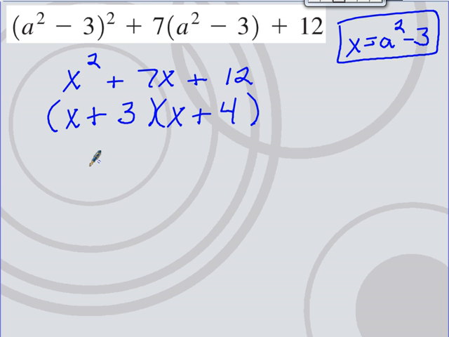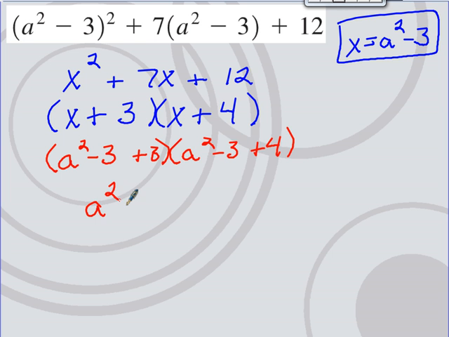But now once you get to here, instead of x, put it back in. So we have a squared minus 3 plus 3, and we have a squared minus 3 plus 4, which will be just plain a squared times a squared plus 1.